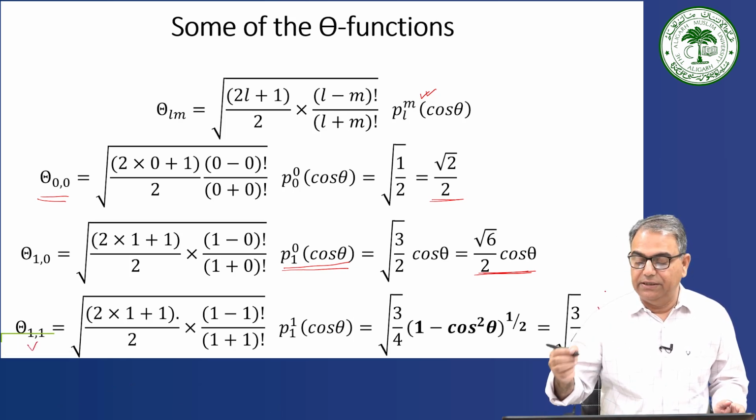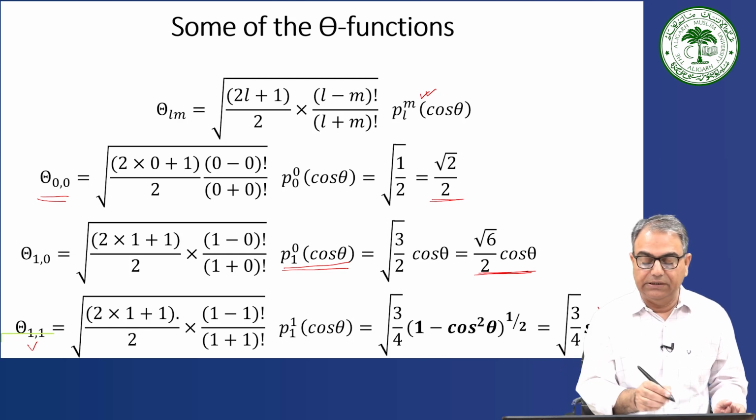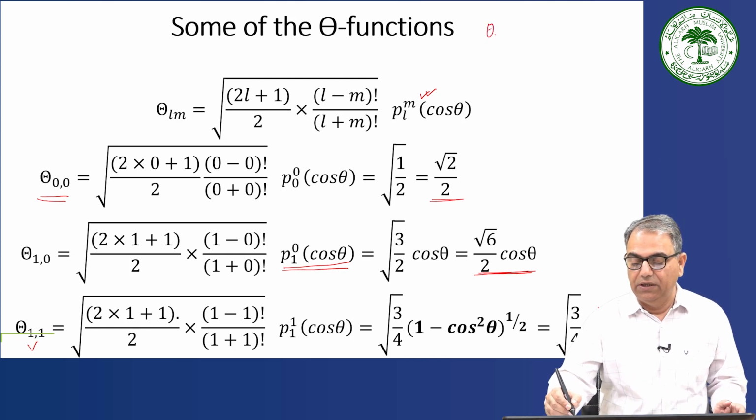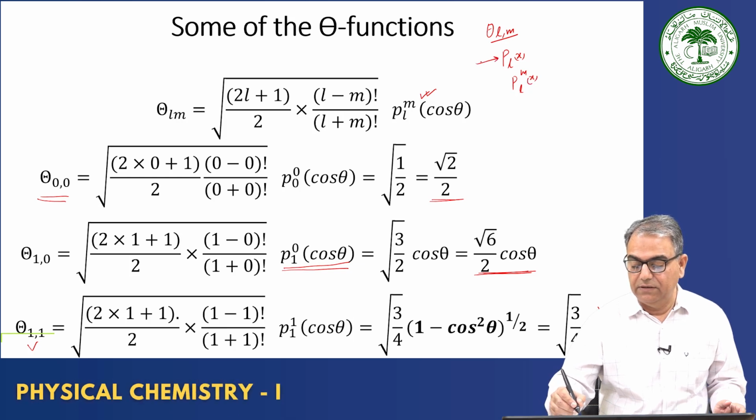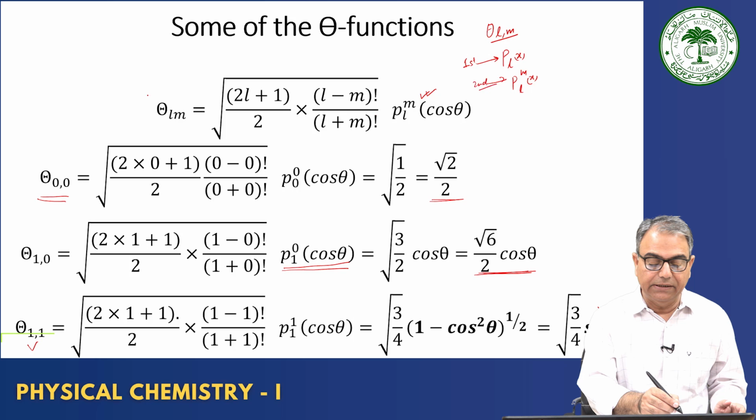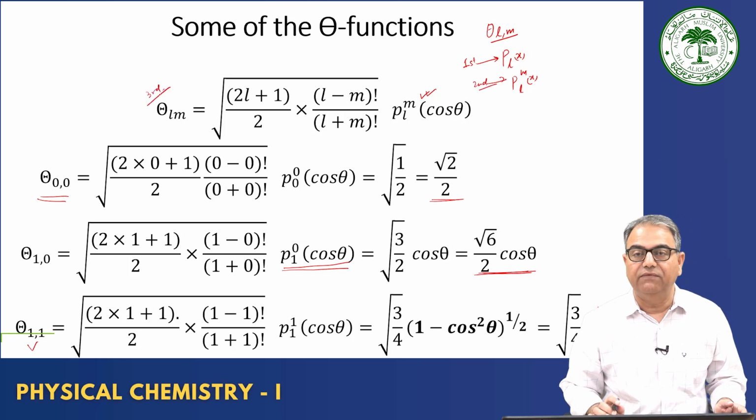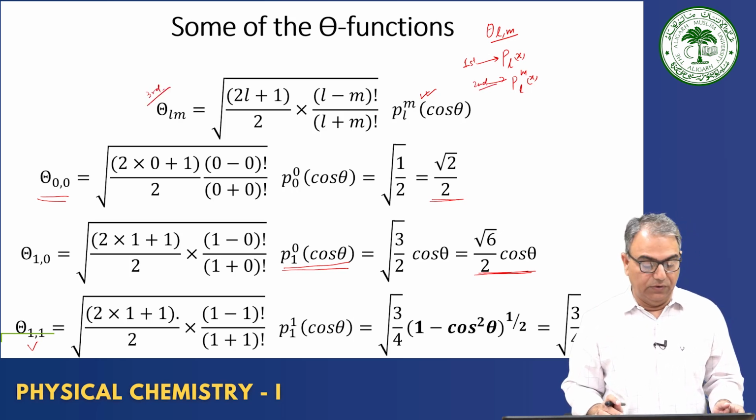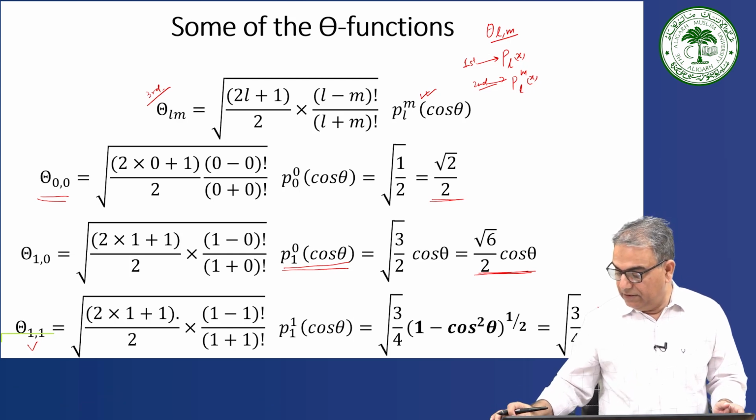So the first thing is, stepwise you find the theta solution. For theta lm, if you have to find out theta lm, then the first thing which you have to find out is PLX. Then the second part is finding out PLMX. Then the third part is getting the theta lm value, the final solution of the theta equation. Okay, so this way.